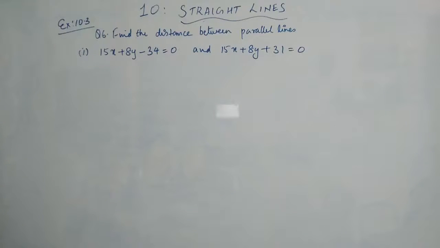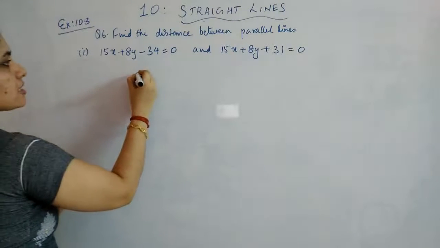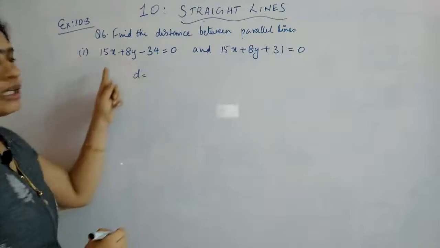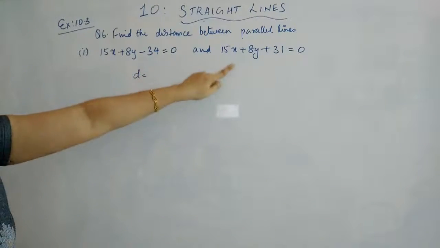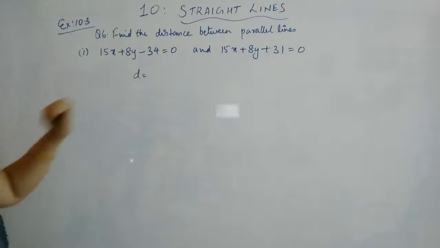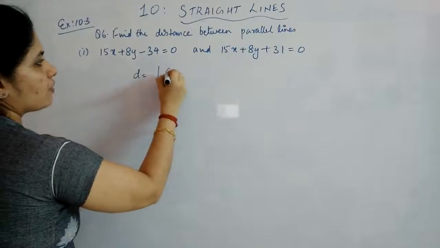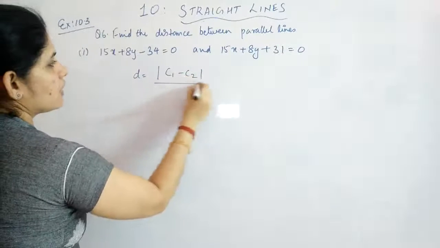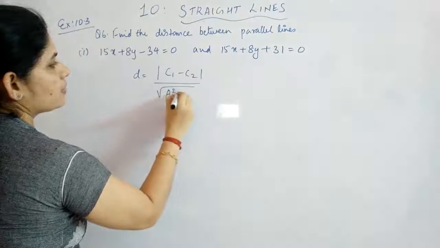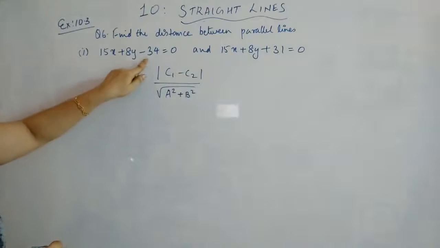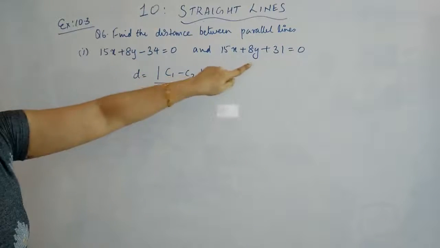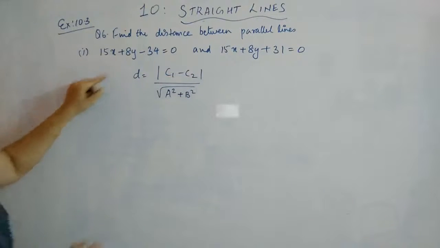Okay, and what is the distance between two parallel lines formula? D is given to be, if the equation is in the form ax plus by plus c1 equal to 0 and ax plus by plus c2 equal to 0, then D is equal to mod of c1 minus c2 divided by root of a square plus b square, right? So here your c1, c2 and a, b are these things.